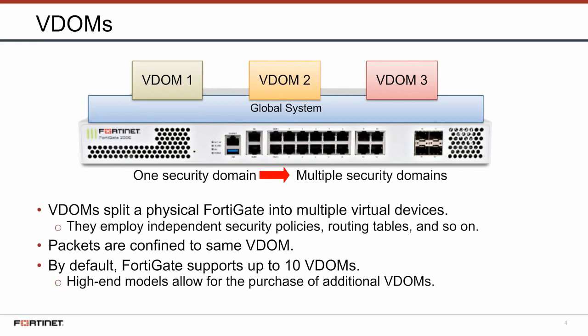This means that two interfaces in different VDOMs can share the same IP address without any overlapping subnet problems. When you use VDOMs, a single FortiGate appliance becomes a virtual data center of network security, UTM inspection, and secure communication devices.